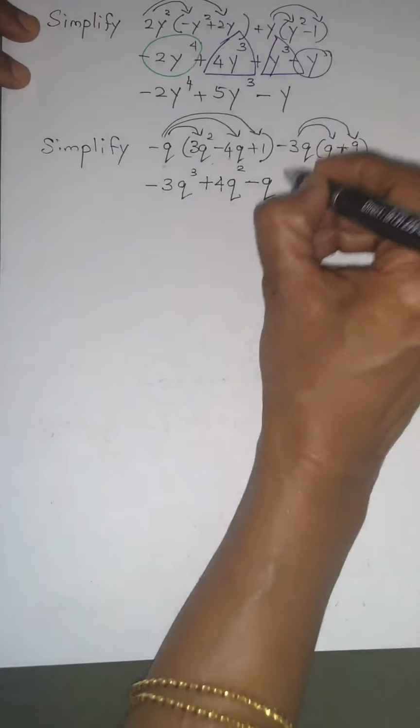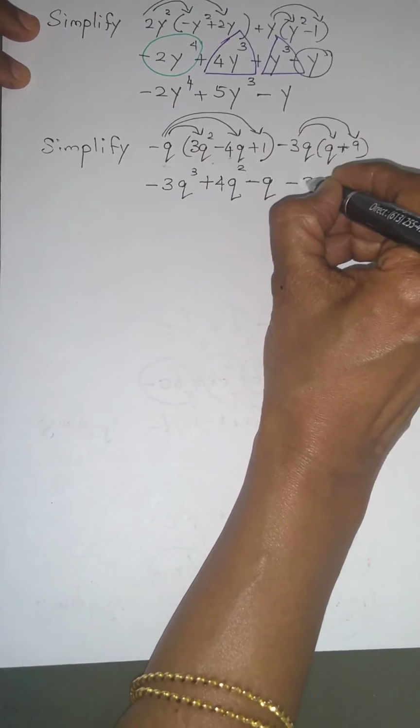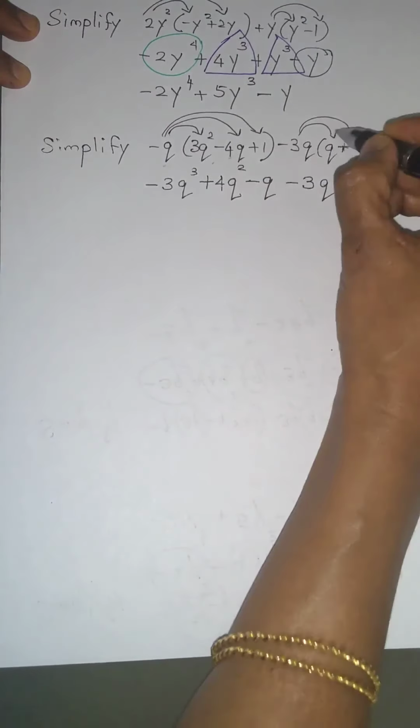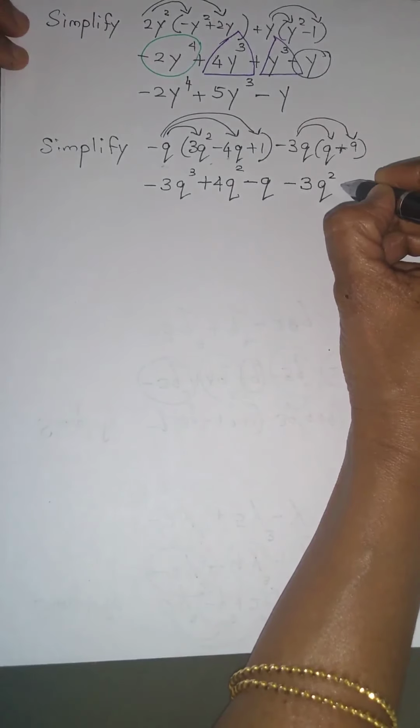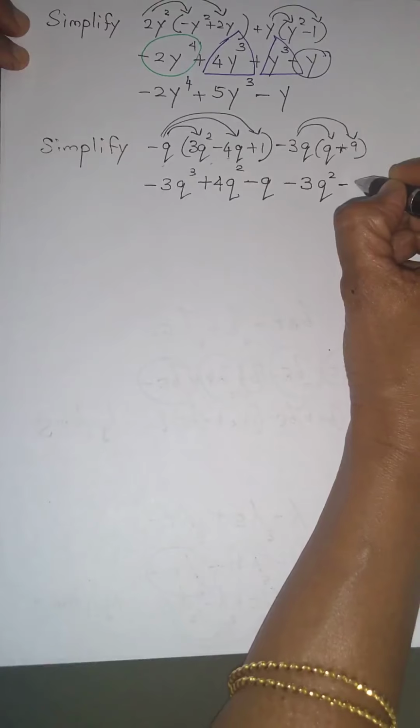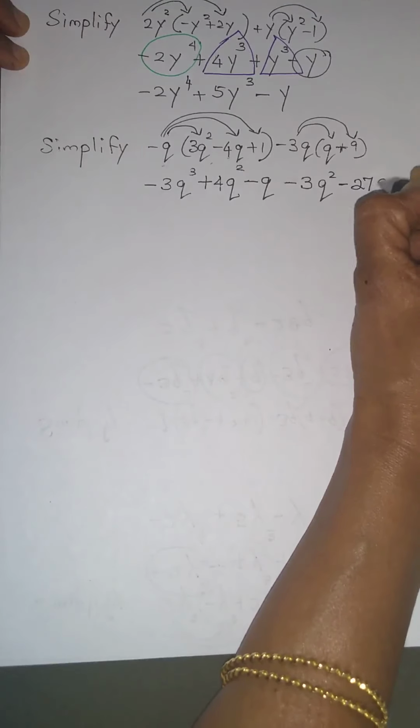Let's do the second bracket. It's going to be negative 3q squared. I have 1 and 1. I add them because they have the same base. And the last term is going to be negative 27q.